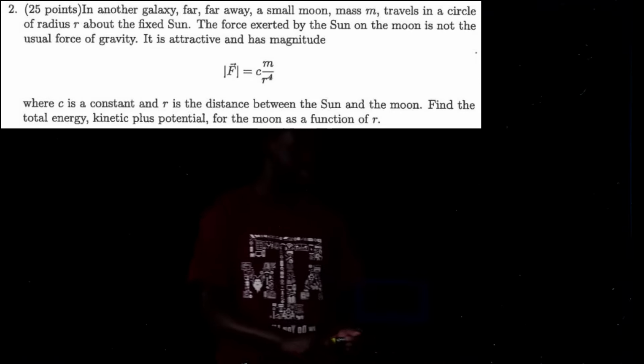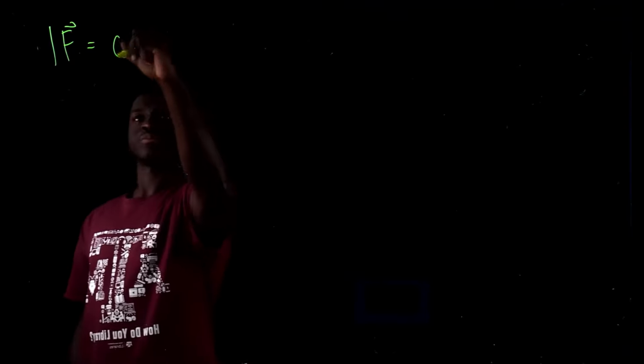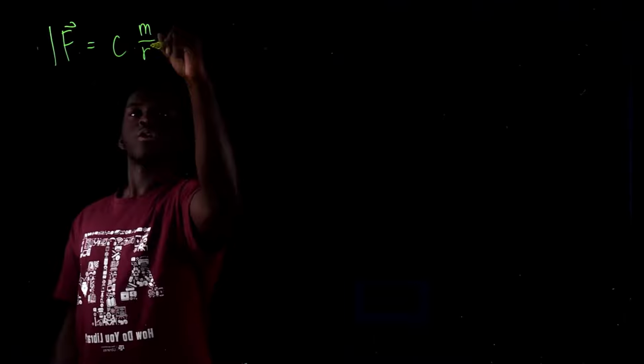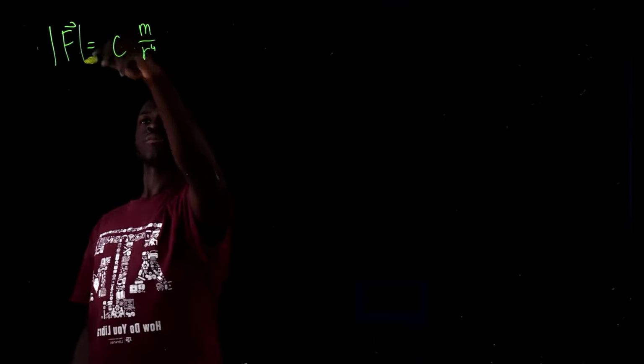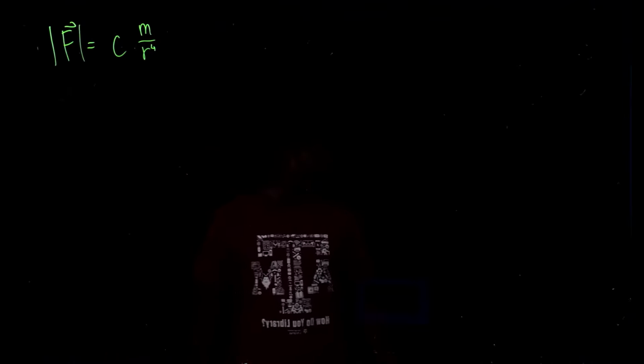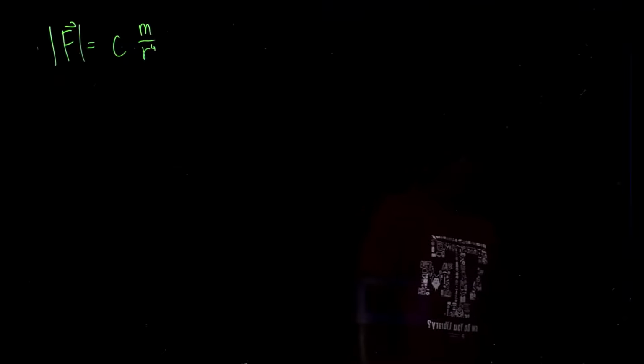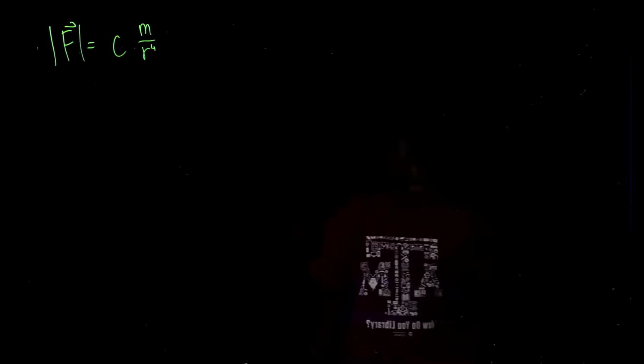So let's write down what they gave us. They gave us this formula right here. F is equal to c m over r^4. Okay, they gave us that. And so they want us to find the total energy, kinetic plus potential.